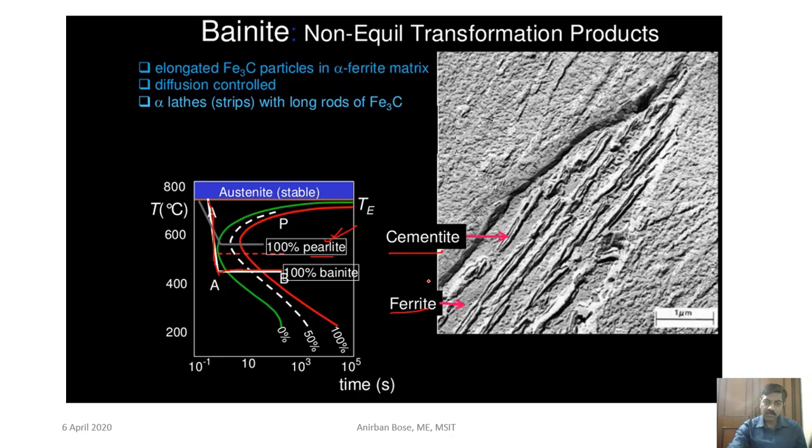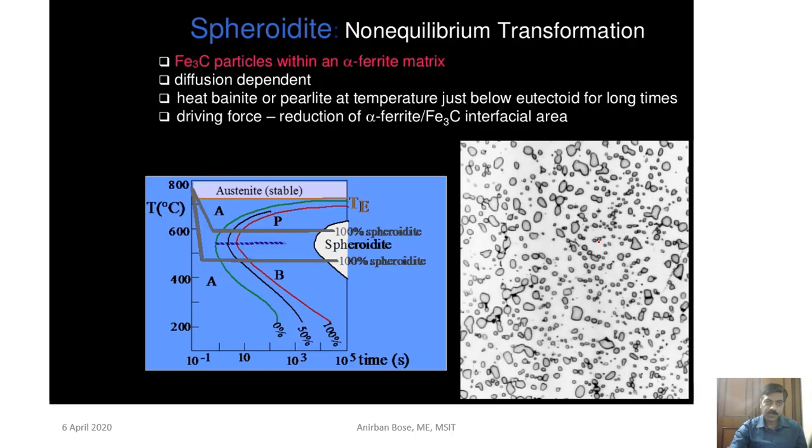Anyway, just try to remember one thing, that this happens at a temperature range less than 500 degrees centigrade, maybe up to 400, 450, you get this bainitic structure. And these are very fine structures, with needle-like cementites present in the ferrite matrix.